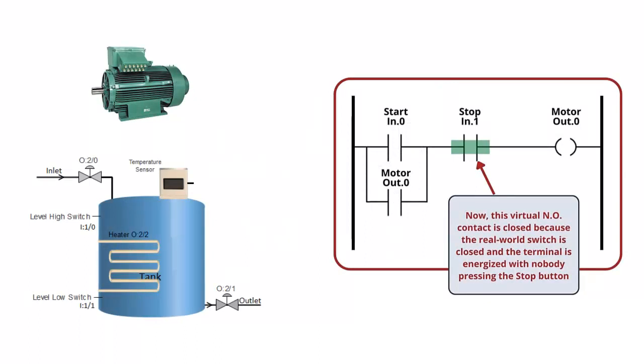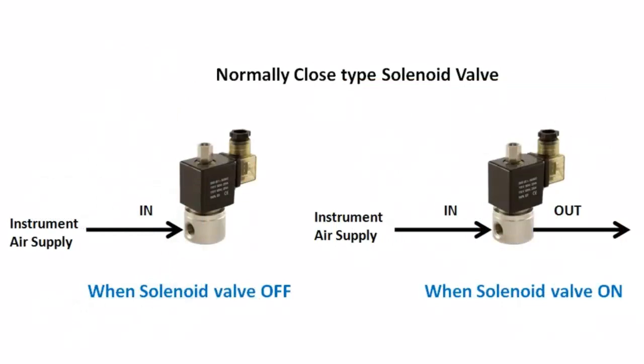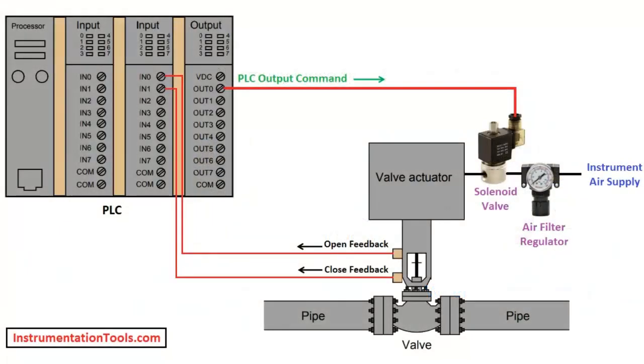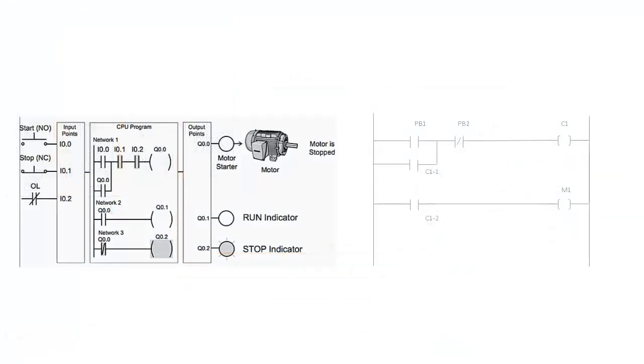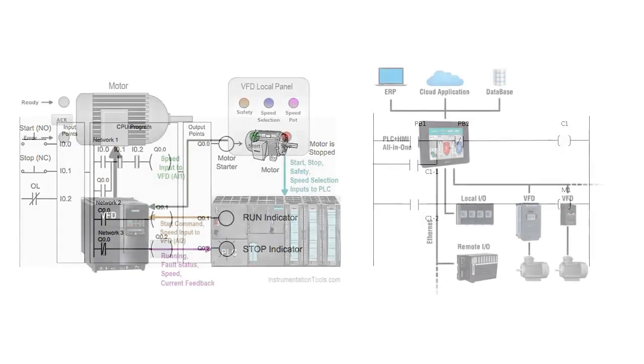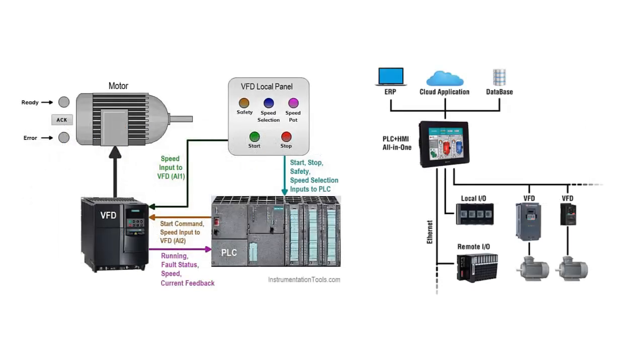Relays, electromechanical devices used to switch electrical circuits on and off, often used for smaller loads. Solenoid valves, used to control the flow of liquids or gases in pneumatic or hydraulic systems. Motor starters, devices used to start and stop electric motors. Variable frequency drives, VFDs, used to control the speed and torque of AC motors.